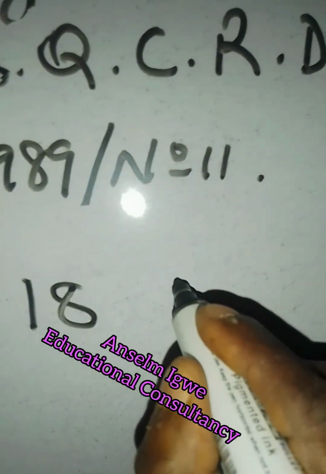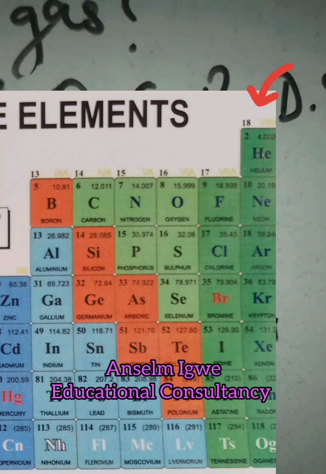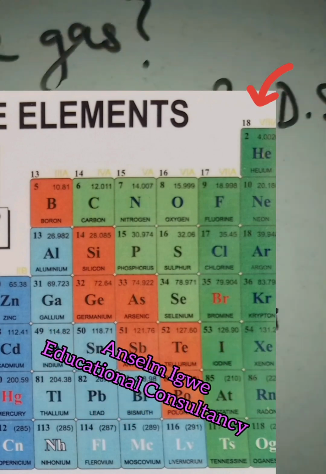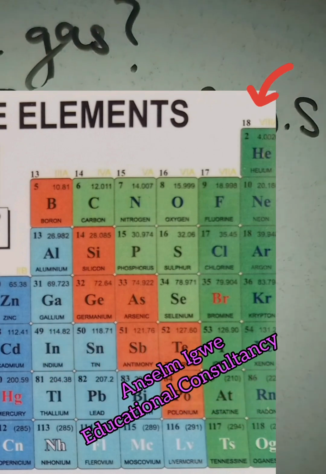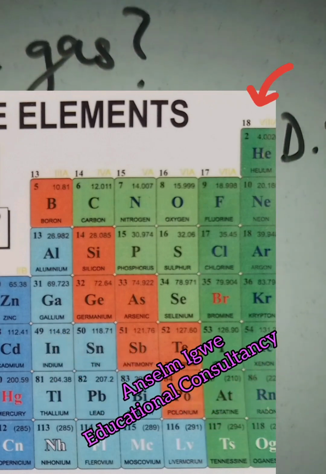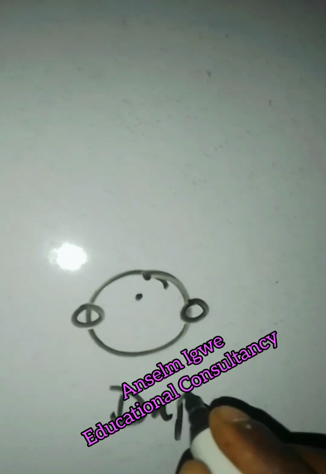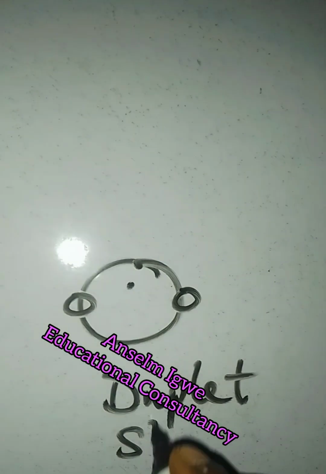18, or you call it group 8 VIII, group 8A. Why 8? Because they have attained what is called electronic stability. For an element to be a noble gas, if it has only one shell, that shell must have 2 electrons. We call this duplet stability.